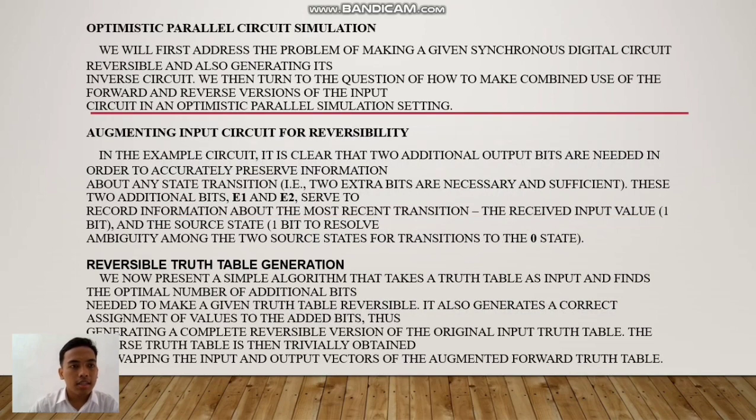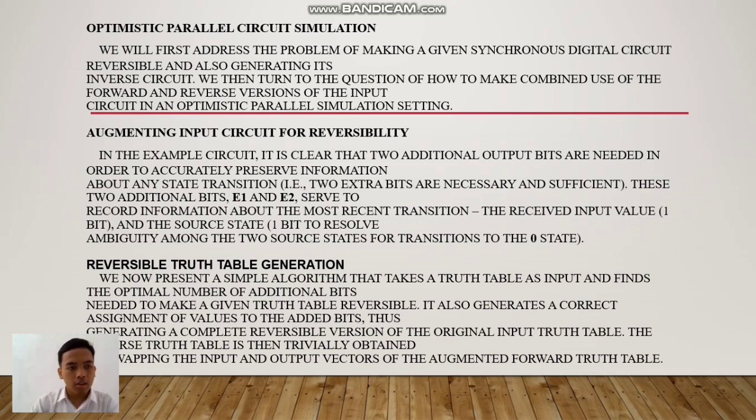Number one, optimistic parallel circuit simulation. We will first address the problem of making a given synchronous digital circuit reversible and also generating its inverse circuit. We then turn to the question of how to make combined use of the forward and reverse versions of the input circuits in an optimistic parallel simulation setting.